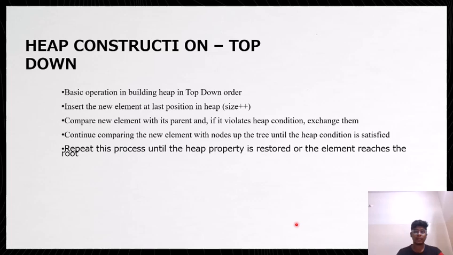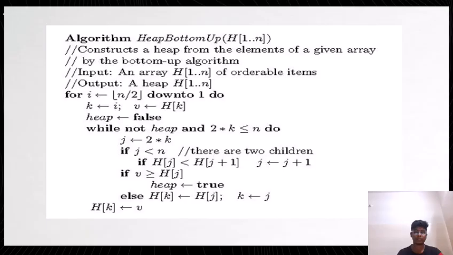Another is top down heap. It is the basic operation in building a heap in top down order. Insert the new element at the last position in the heap. Compare the new element with its parent and if it violates the heap condition, exchange them. Continue comparing the new element with nodes of the tree until the heap condition is satisfied. Now repeat this process until the heap property is restored or the element reaches the root.